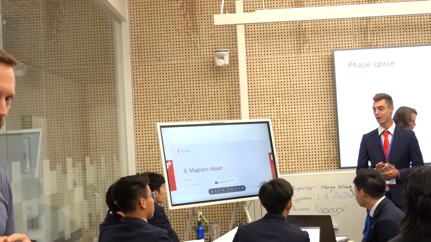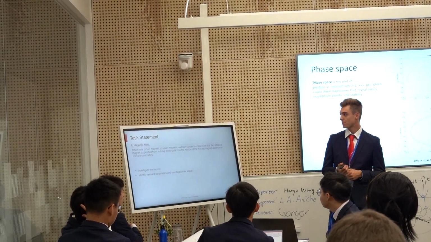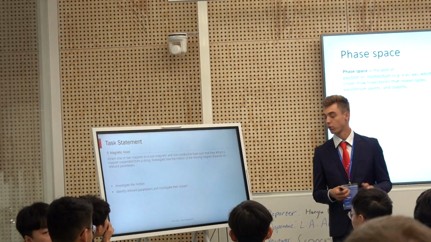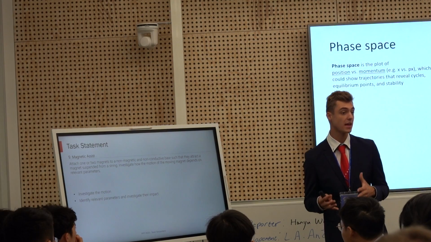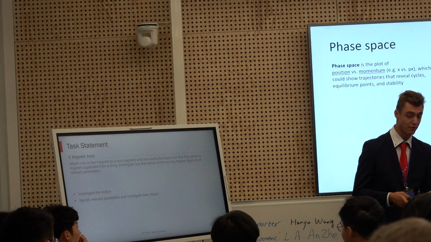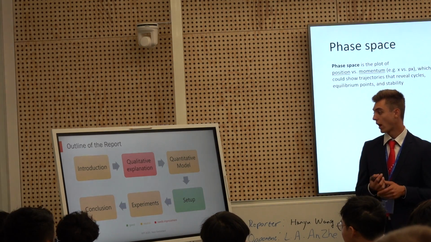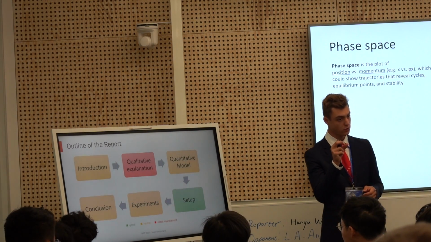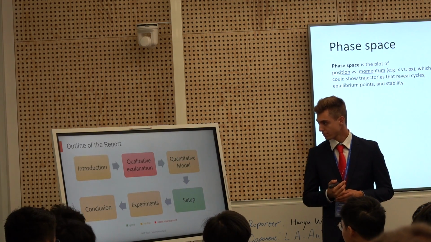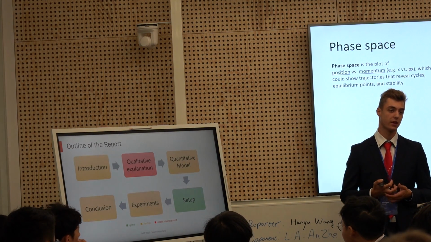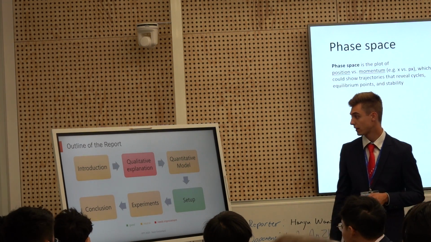Hi and welcome to my review of problem number 9, magnetic assist. So the problem statement was already read. I think the most important points are once again to investigate the motion and to identify the relevant parameters and investigate what effect they have on the motion. For the outline of the report, I really liked your setup. First, I really like that you have a controlled mechanism to release the magnet. However, I really think that the qualitative explanation and the types of motion, you did not go into that. I would have liked that. I'll get back to that later.